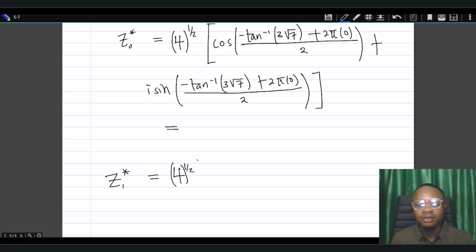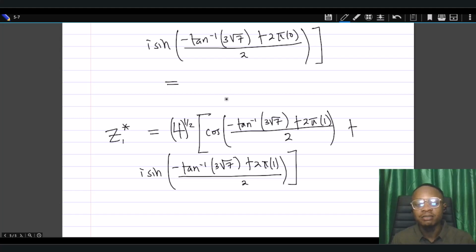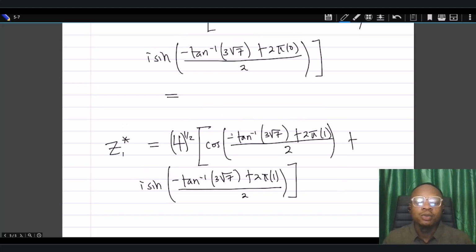So this is into the cosine of minus the tan inverse of 3 root 7 then plus 2 pi. In this case, k is equal to 1, so this is into 1. And then we divide this by 3, and then we have plus I sine. Then we have minus the tan inverse of 3 root 7 then plus 2 pi this time around into 1 again, and this is divided by 2. So we should expect that this here will be negative of what we have here, which should be the conjugate of the second result of them.